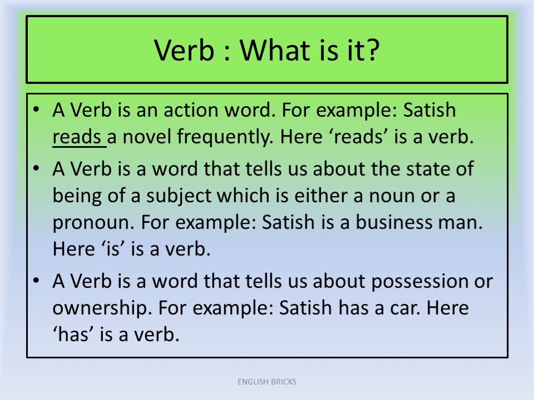A verb is a word that tells us about the state of being of a subject, which is either a noun or a pronoun. For example, if I say Satish is a businessman, the verb is there because it is telling us about the state of being of Satish, or what Satish is. So a verb is also a word that tells us about the state of being of a subject. Now look at this example. Satish has a car. Now the word has is also a verb because it tells us about a possession.